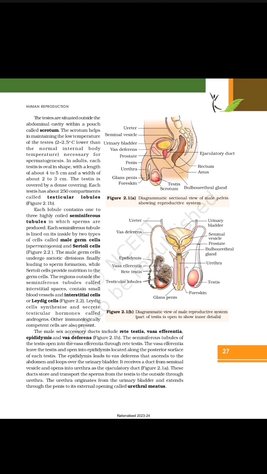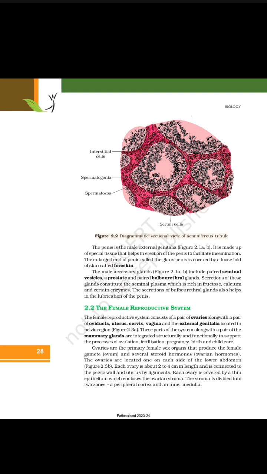The urethra originates from the urinary bladder and extends through the penis to its external opening called urethral meatus. The penis is the male external genitalia. It is made up of special tissue that helps in erection of the penis to facilitate insemination. The enlarged end of the penis called the glans penis is covered by a loose fold of skin called foreskin.